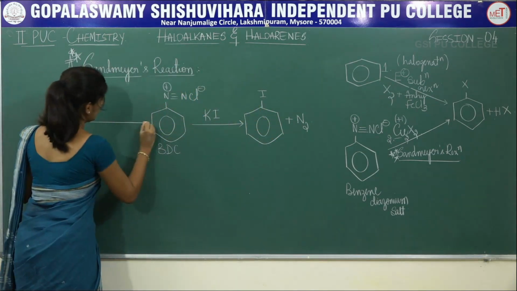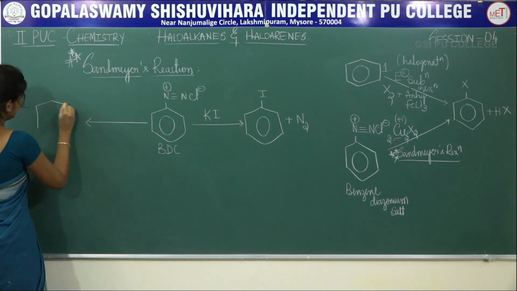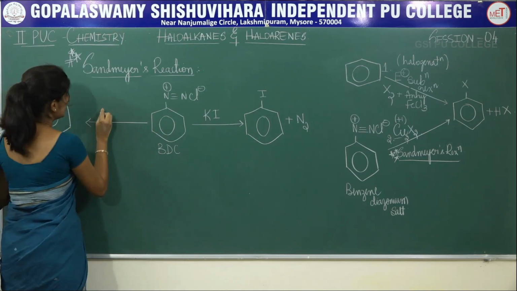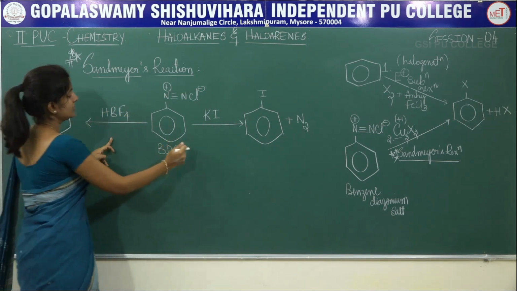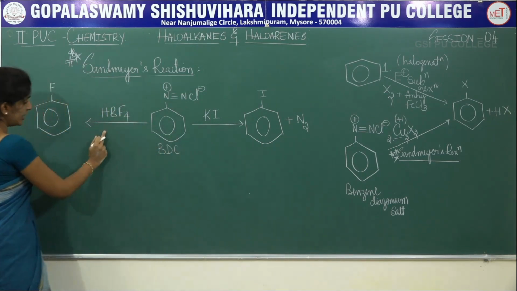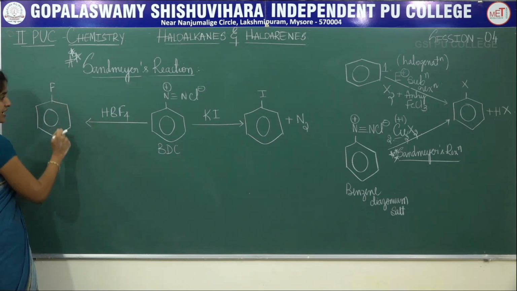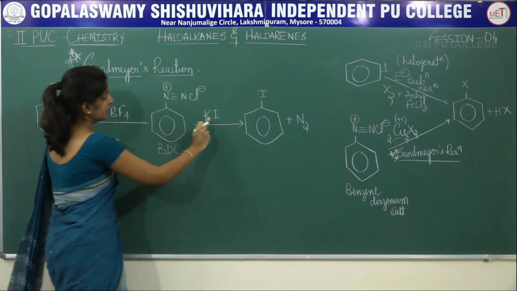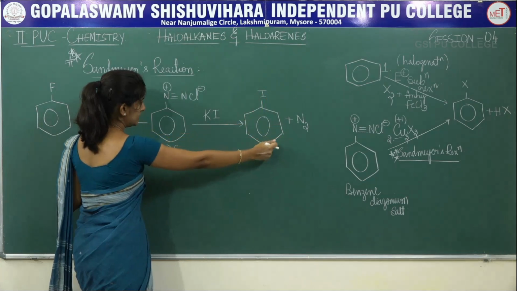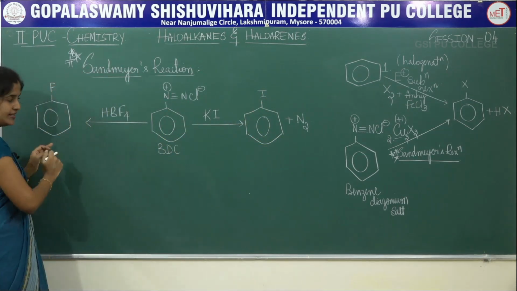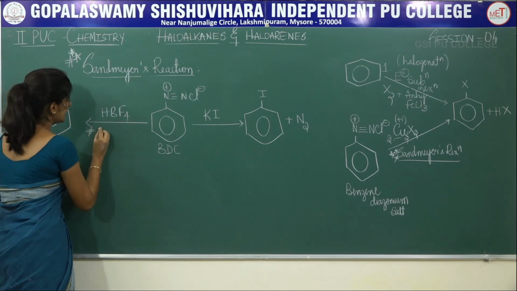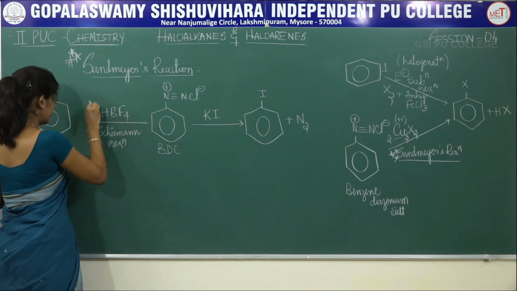This benzene diazonium chloride can also be converted into fluorobenzene through reaction with HBF4. That is, reacting your benzene diazonium chloride with HBF4, you get your fluorobenzene as one of the products itself. That is, by reacting with potassium iodide, iodobenzene is obtained. By reacting with fluoro, that is HBF4, you get your fluorobenzene. And this reaction is called the Schiemann reaction, and this is for your CET.